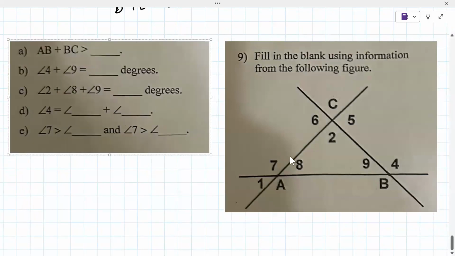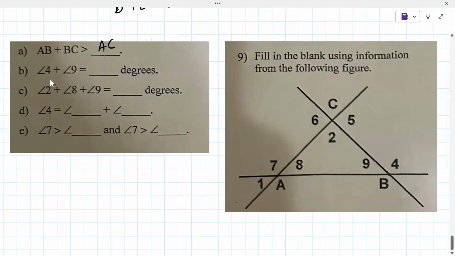Okay. AB plus BC. So AB and BC are parts of this triangle. That's the triangle inequality theorem. So what's the third side of the triangle? AC. AC, yeah.